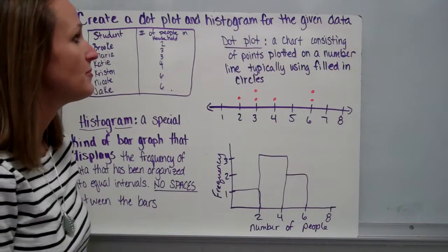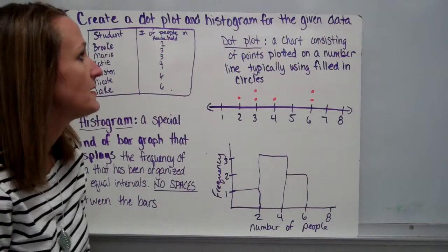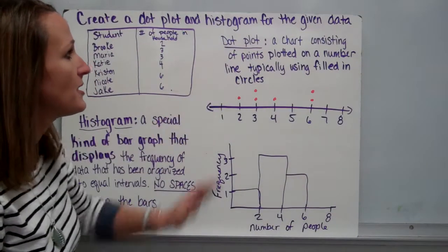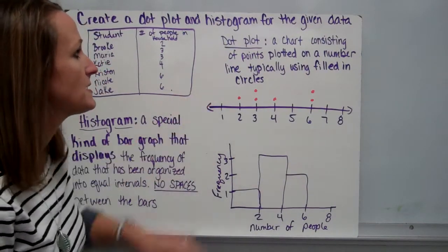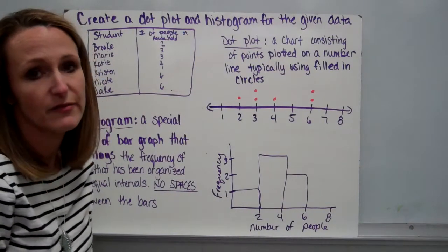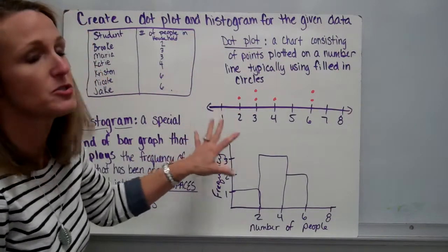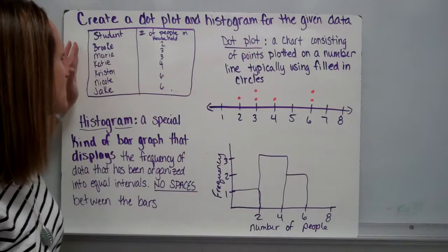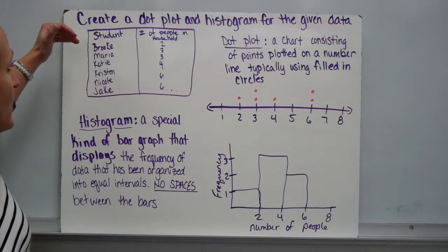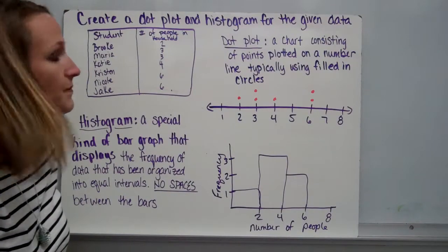Now, create a dot plot and histogram. Remember I mentioned those in the last video, for the given data. Remember, a dot plot is just a chart consisting of points plotted on a number line, typically using filled in circles. But again, I don't care if you want to use X's or hearts or whatever, as long as you display the data properly. So here's our data. We have 6 students, Brooke, Maria, Katie, Kristen, Nicole, and Jake. We're talking about the number of people in their households.